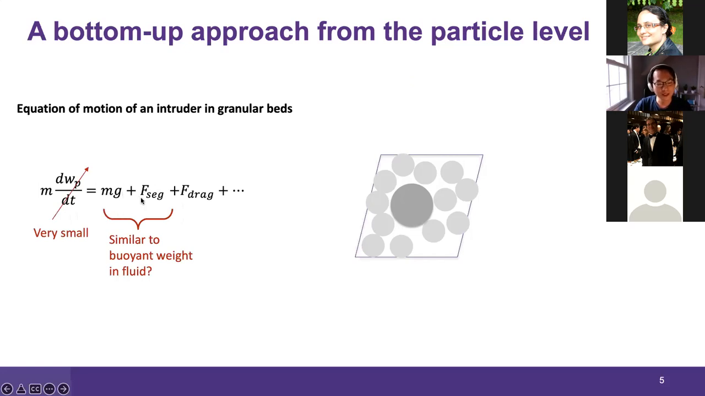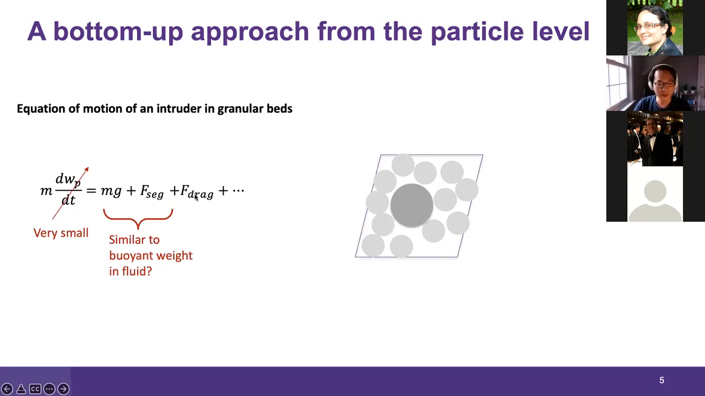From here, some people may assume there is a buoyancy force moving the particle upward, and then the first two terms look much like the buoyant weight in the fluid case. But there are also some additional forces that I didn't list here, like the lift force, which can also contribute to the upward motion. And of course, you have a drag force to resist the motion of the intruder. But this is a very complex view.